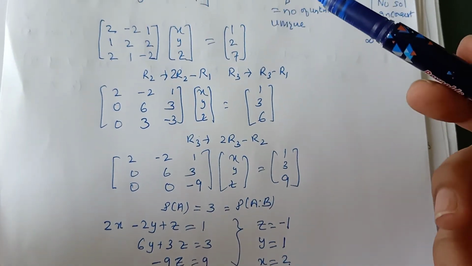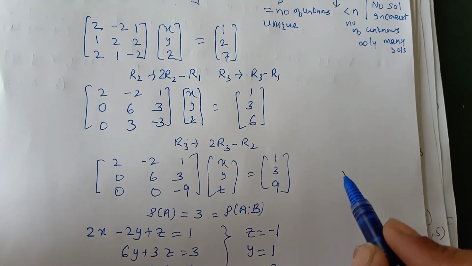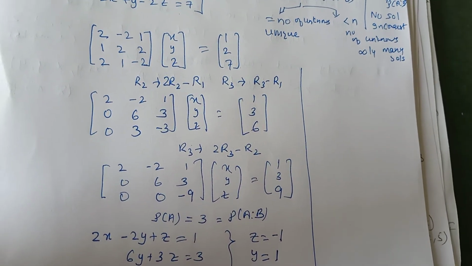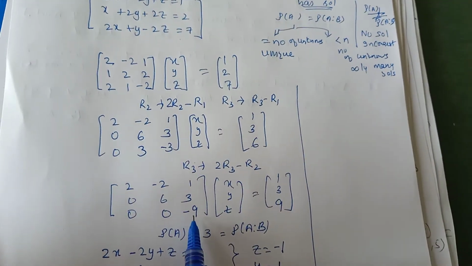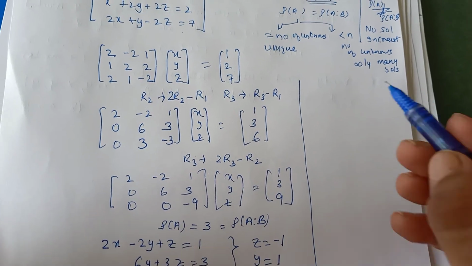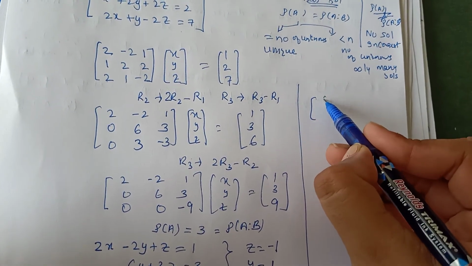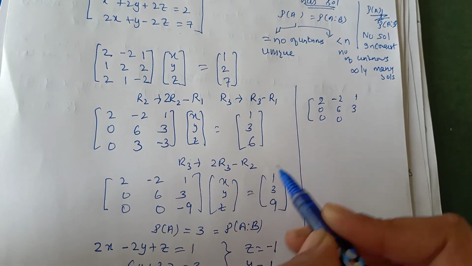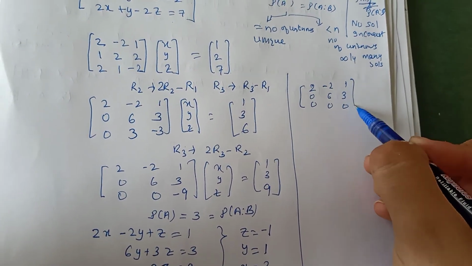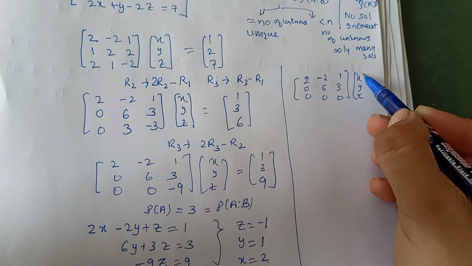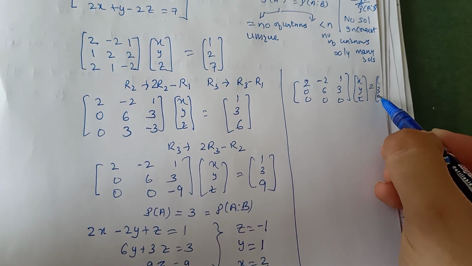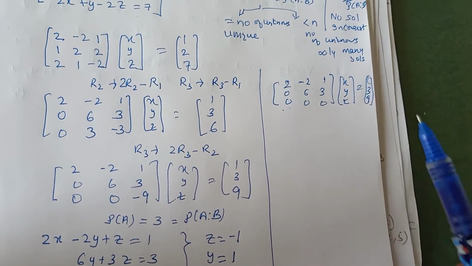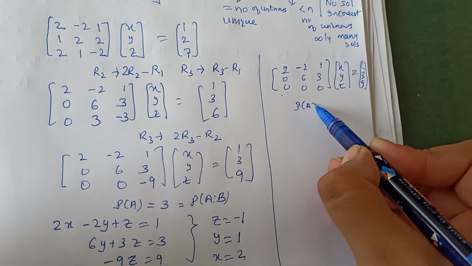Had this entry in this question become 0, I'm just giving an example. Suppose this entry had become 0 when we try to convert to upper triangular form, then look at this matrix. I'm assuming that this entry becomes 0. So look at the rank of this matrix now. How many non-zero rows are we having now? Only 2 non-zero rows. So the rank of A is 2.